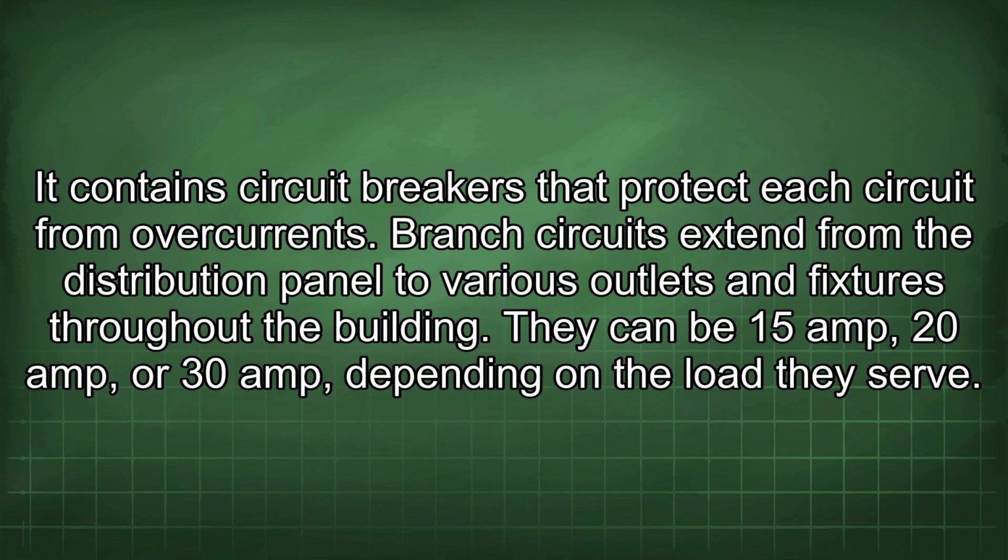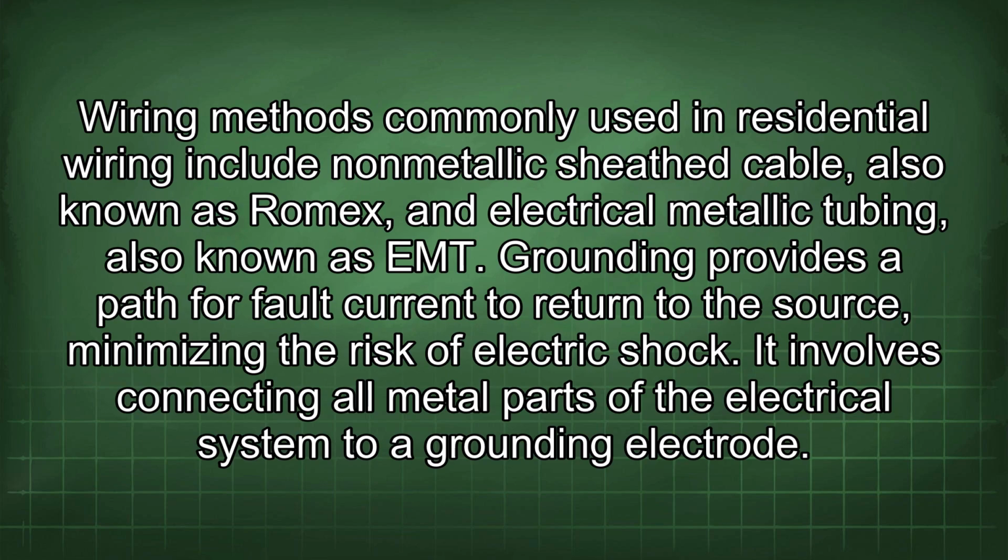Branch circuits extend from the distribution panel to various outlets and fixtures throughout the building. They can be 15 amp, 20 amp, or 30 amp depending on the load they serve. Wiring methods commonly used in residential wiring include non-metallic sheath cable, also known as Romex, and electrical metallic tubing, also known as EMT. Grounding provides a path for fault current to return to the source, minimizing the risk of electric shock. It involves connecting all metal parts of the electrical system to a grounding electrode.